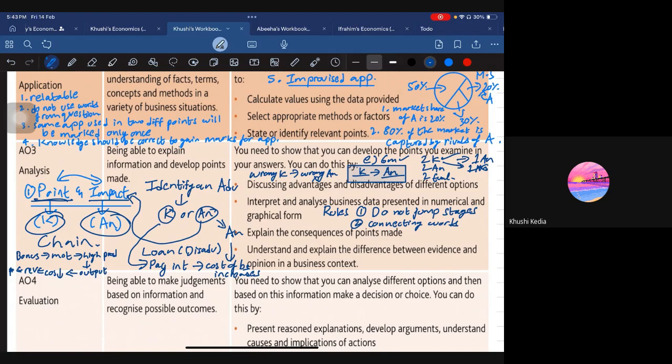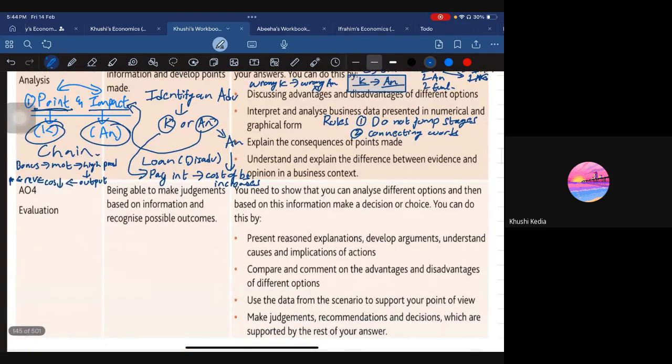Yes, sir. So it means that knowledge is so important, beta, that if your knowledge is wrong, your application is wrong, your analysis is wrong. Agreed? Yes, sir. So if knowledge is wrong, the analysis and application are not worth it. Okay.